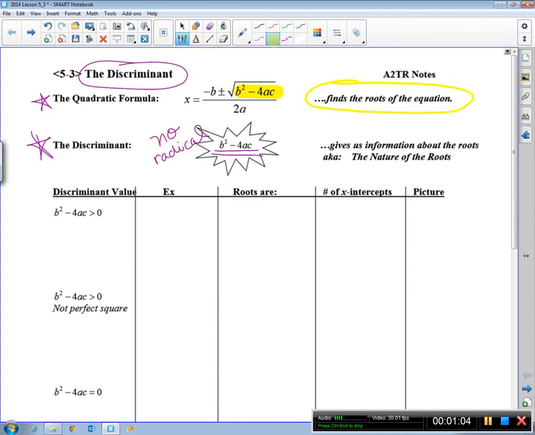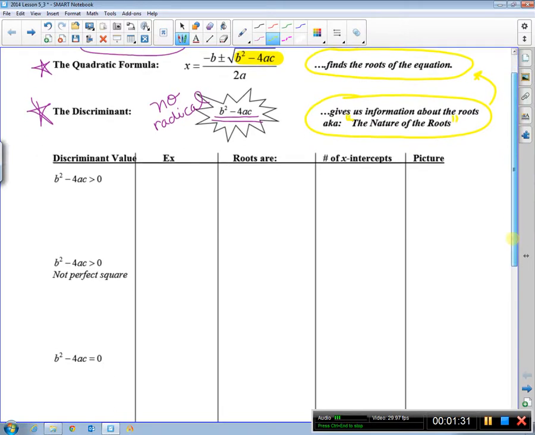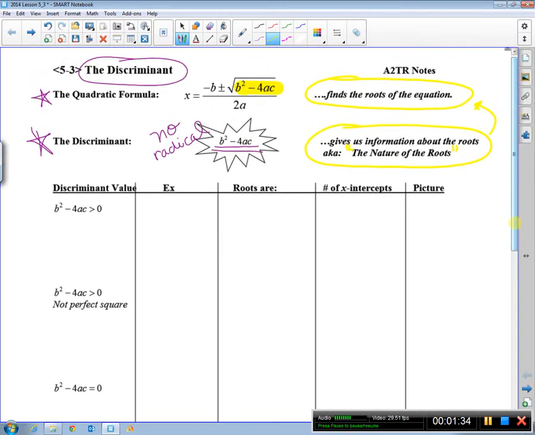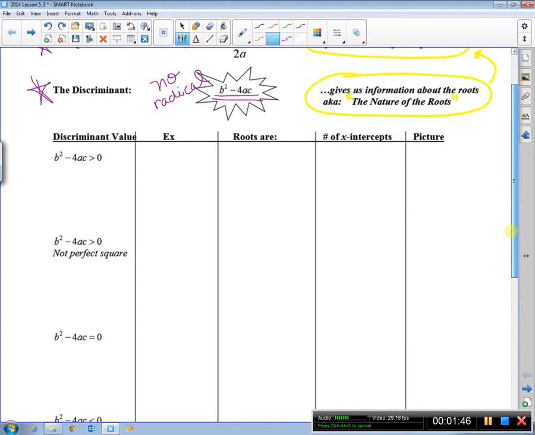And that gives us information about the roots. In other words, it tells us what these roots, if we solved, what they would be like. We'd be able to describe them. You will see in a lot of problems that's known as the nature of the roots. So let's go ahead and figure this out and think about if this kind of number was under the radical, what kind of roots would I get? This is all about the nature of the roots. All right, here we go. I'm going to keep this like this.